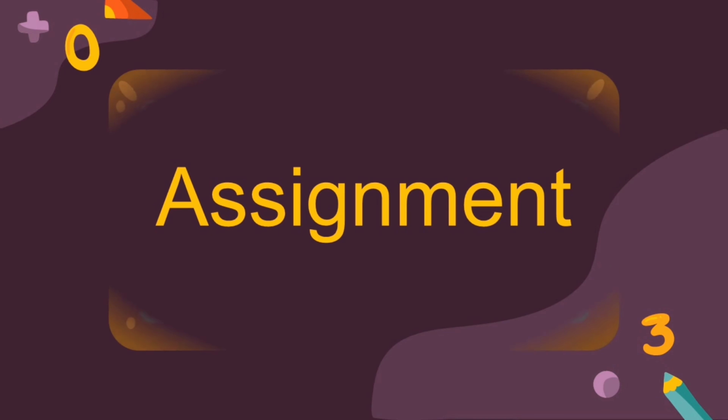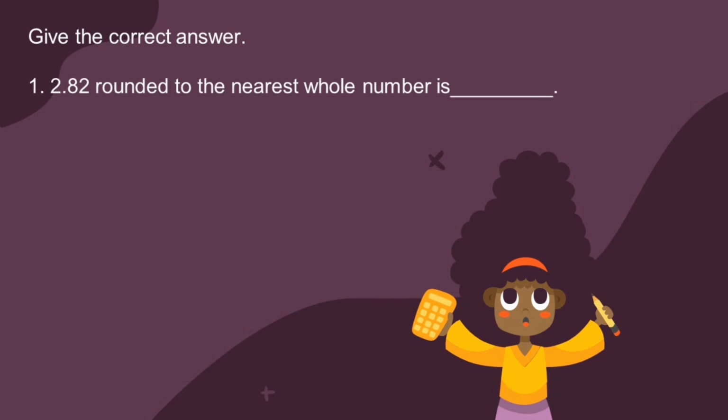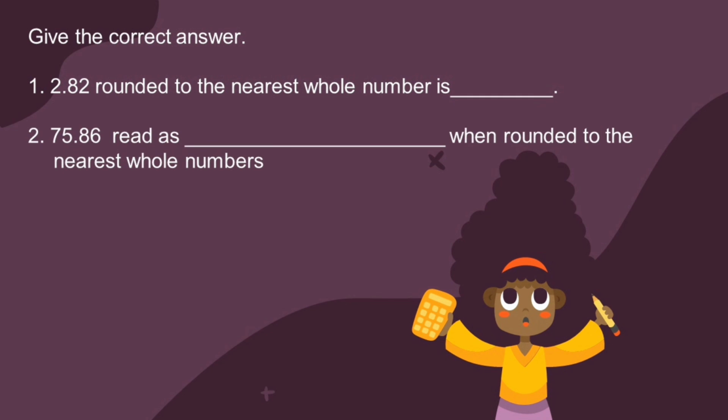Okay, for our assignment, give the correct answer. Number 1, 2.82 rounded to the nearest whole number is blank. Number 2, 75.86 read as blank when rounded to the nearest whole number.